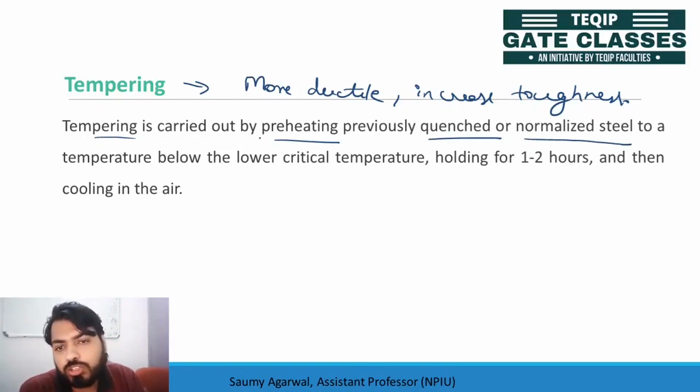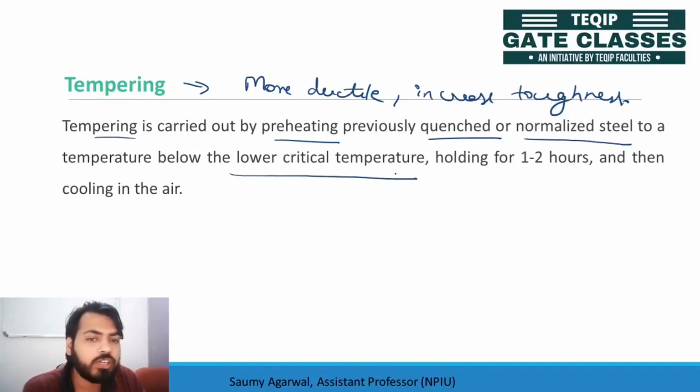So you need to preheat these quenched and normalized steels to a temperature below the lower critical temperature, approximately 500 degrees Celsius or 600 degrees Celsius, and not more than that. You have to hold it for 1-2 hours, and then cool it in air. So the cooling is air cooling.